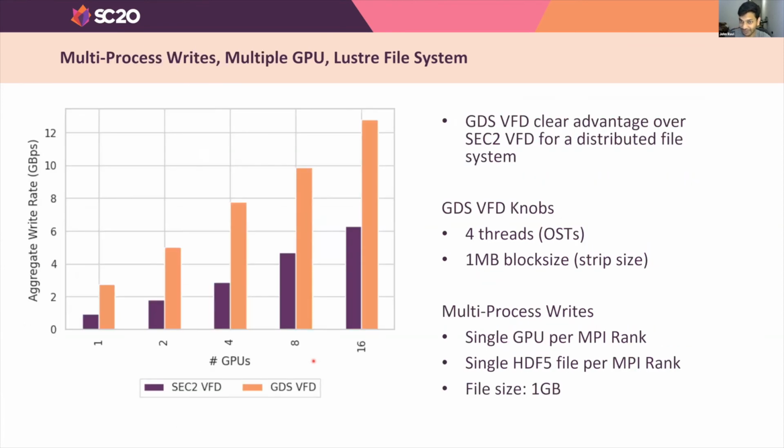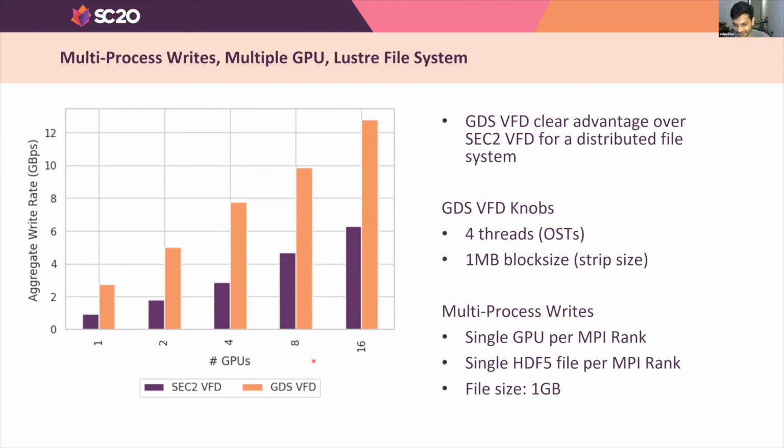Finally, I'm showing multi-process parallel IO requests using multiple GPUs. Again, this work is mainly for sequential HDF5. There's another group enabling GDS for parallel HDF5, mainly using the MPIO VFD to get that to work. But to show a multi-process example, I basically bind each GPU to an MPI rank and write to a single HDF5 file per MPI rank.